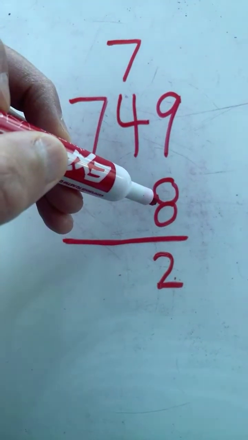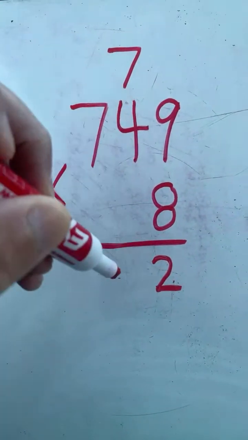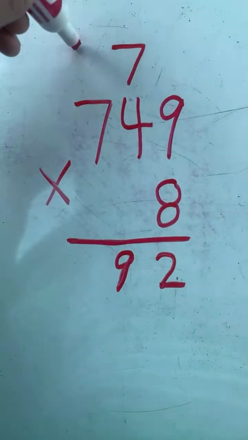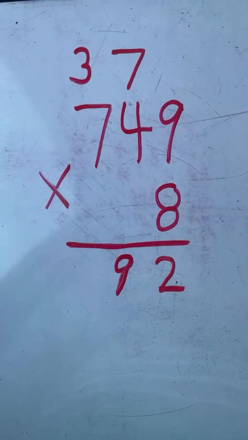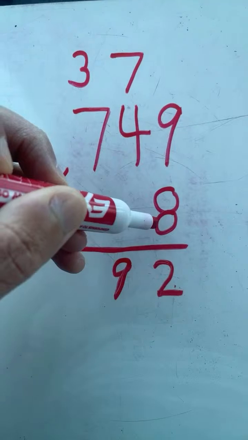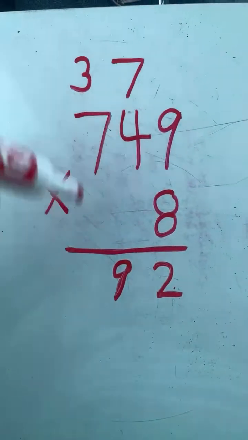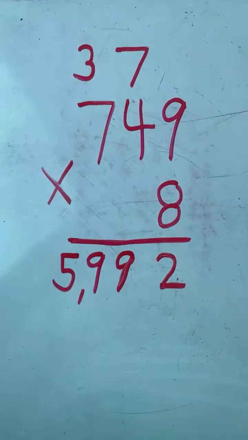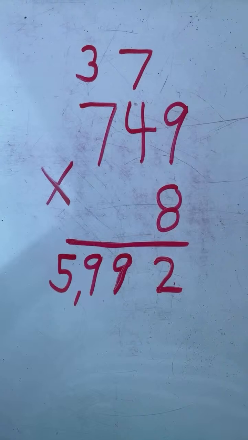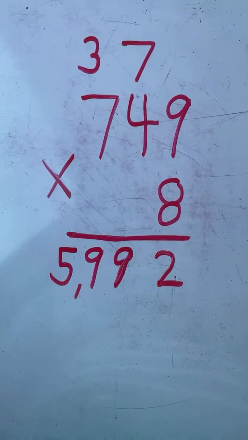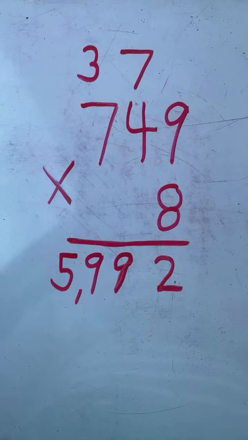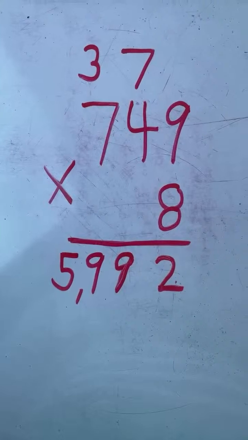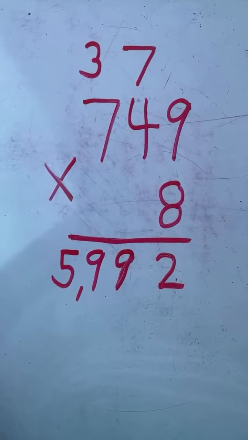4 times 8 equals 32. Plus 7 equals 39. So again, we have to regroup. The 9 in 39 goes in the tens place. The 3 gets carried over to the hundreds place. 7 times 8 equals 56. Plus 3 equals 59. And we have our final answer. 749 times 8 equals 5,992. All right, and we are moving on to the next example problem.